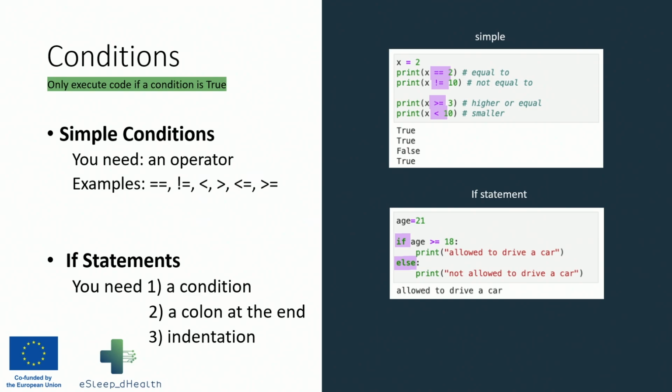Let's look at another example. In the next line, we have the condition x does not equal 10, which is also the truth. That's why our print output will be true as well.